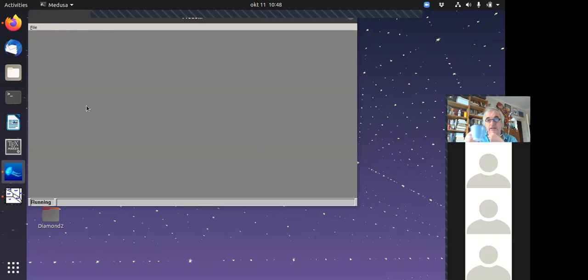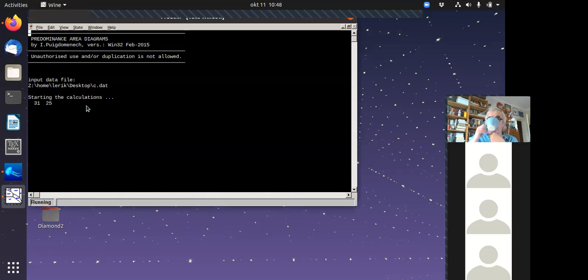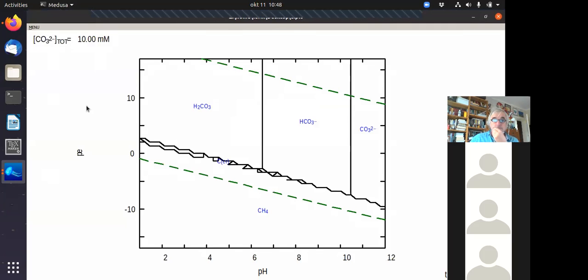So now I'm calculating the carbon diagram. Oh, sorry, I forgot to change this number of points. But here there should be a small area here. What is the color of carbon? It's brown. So it's a small piece of elemental carbon in this area.